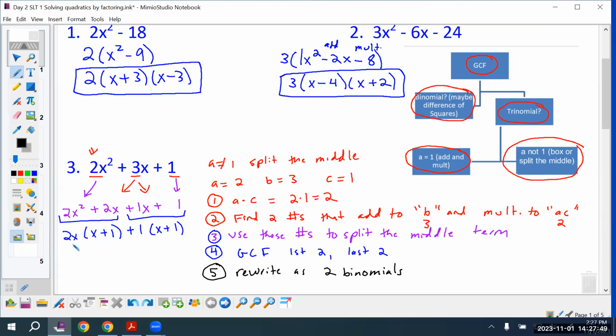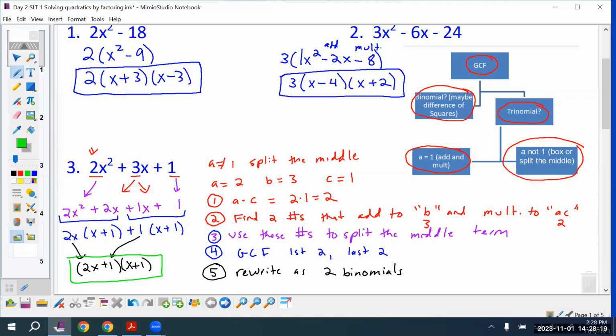If I rewrite this, 2x plus 1, okay, brought down the greatest common factors together. And what am I multiplying that by? X plus 1. That's the same thing as the 1, 2, 3, 4 steps of multiplication I had up on the blue line. So that is our final factorization.